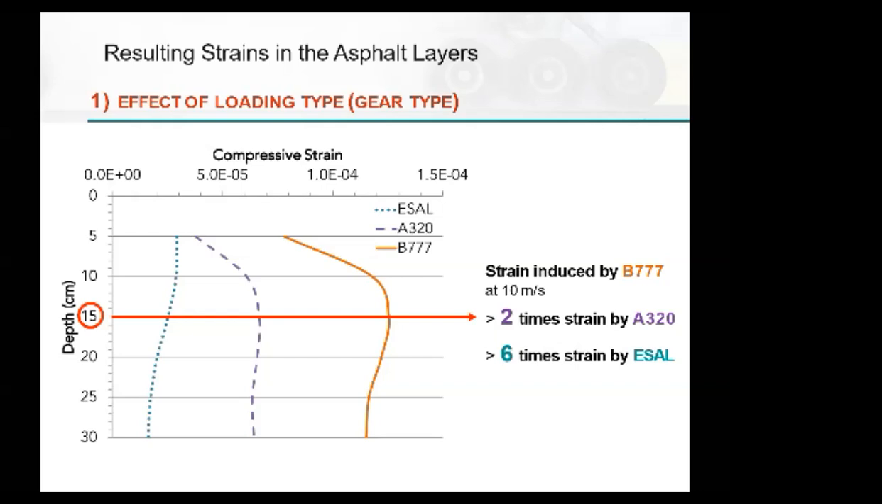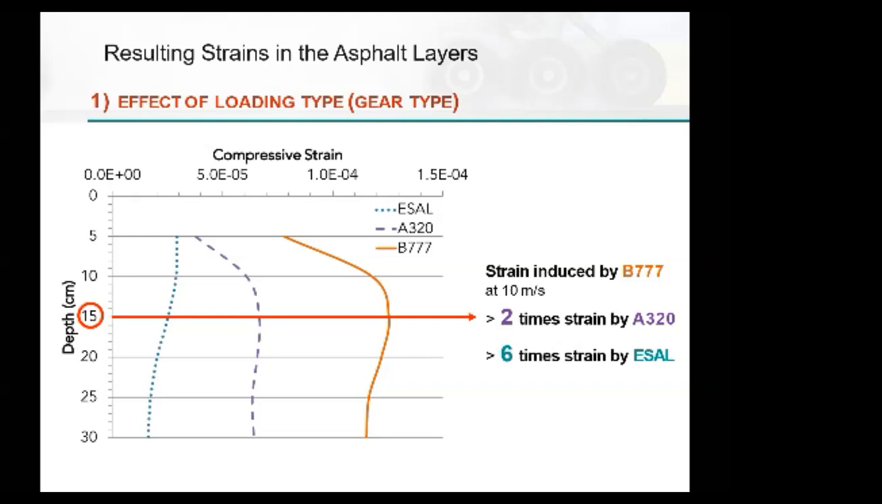Now we looked at the stresses. Let's look at the strains for a 777 and A320 for airplane gears. The maximum strain is being felt at 15 centimeters deep, guys. So it's at 15 centimeters below the surface where the maximum strain is measured. If I look at the ESAL, it's at 5 centimeters. And we always say the top 5 centimeters are the most critical for rutting in pavements, and we measure the temperature at 20 millimeters or 25 millimeters from the surface because that's where rutting occurs.